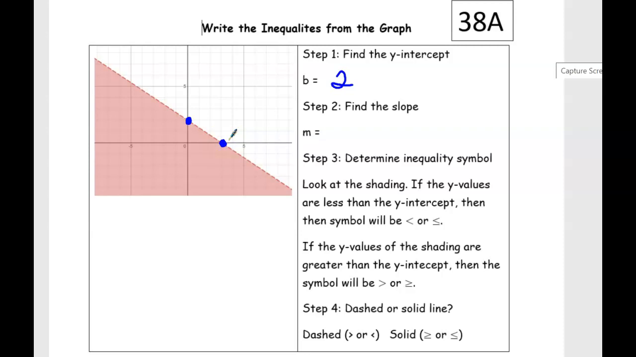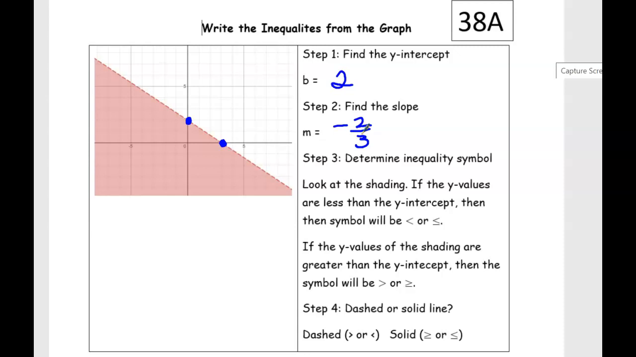So I'm going to look at the 2 points that I have there, and I'm going to use my rise over my run. So I'm going to go up 2, and then I'm going to go to the left 3. So my slope is actually negative 2/3. Okay. So I look now at the line, and I look at the shading.